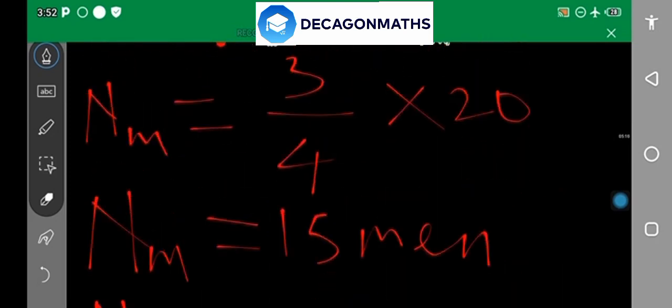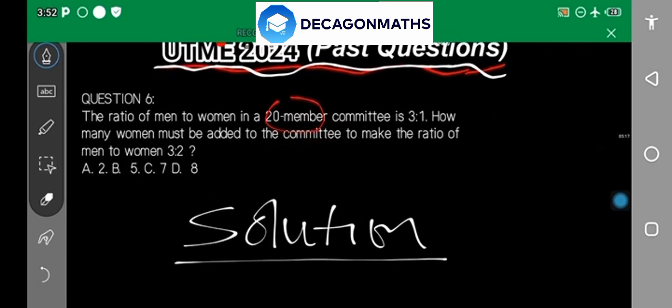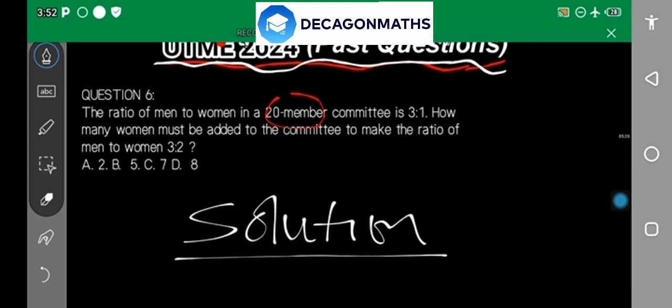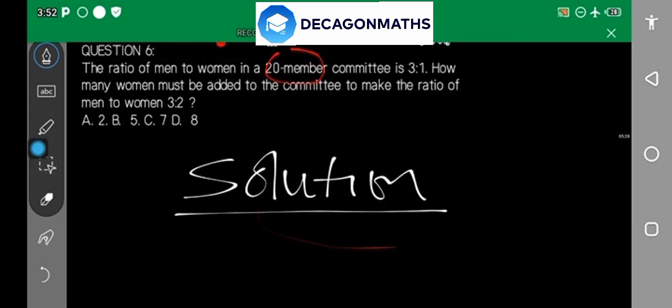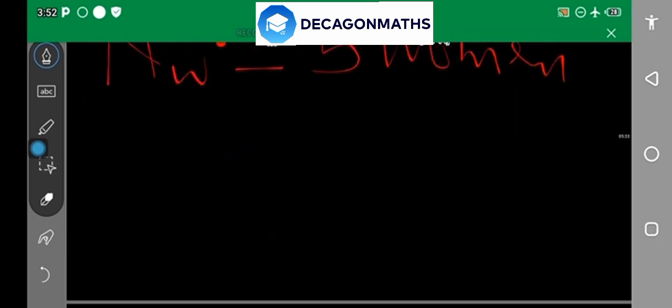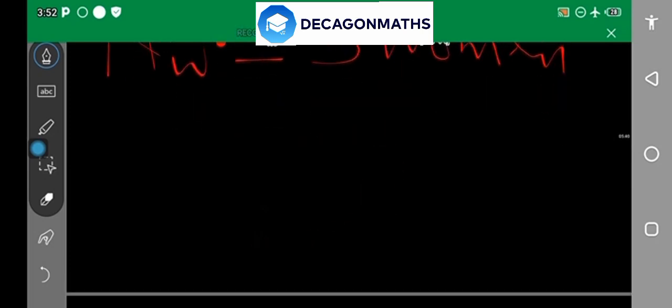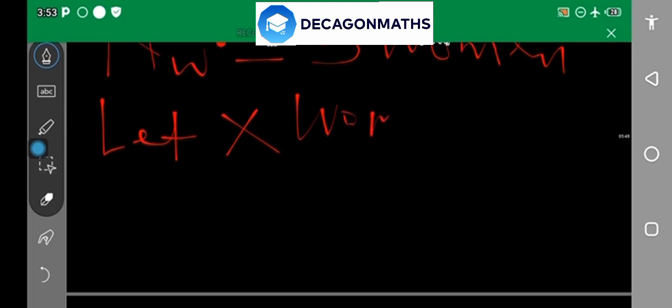Now let's go back to the question. The question says, how many women must be added to the committee to make the ratio of men to women 3:2. That means we now have a new ratio of 3:2 if we add some number of women. So we say that let x women be added.